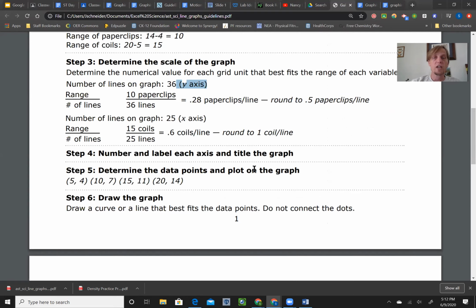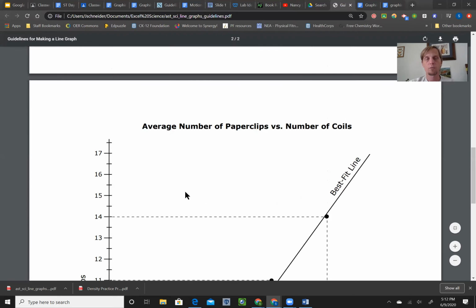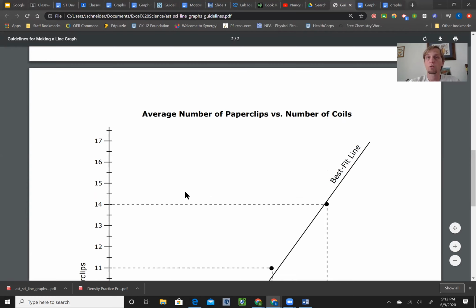Number and label each axis and title the graph. Well, I did forget to title the graph, but I would do titling the graph first. This one tells you to do it so long as you title it at some point, first or last. So what is the average number of paper clips versus number of coils? That's descriptive, it tells everyone what it is you are looking at, right?